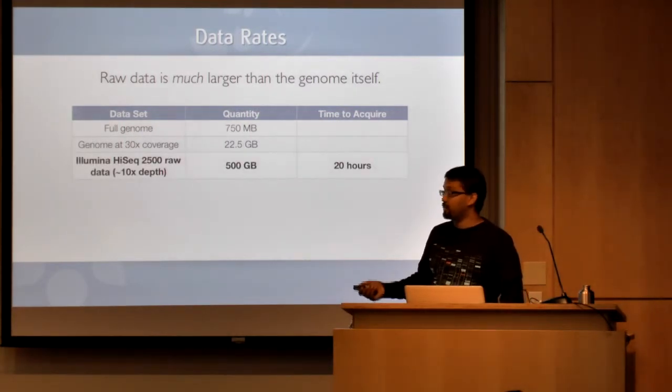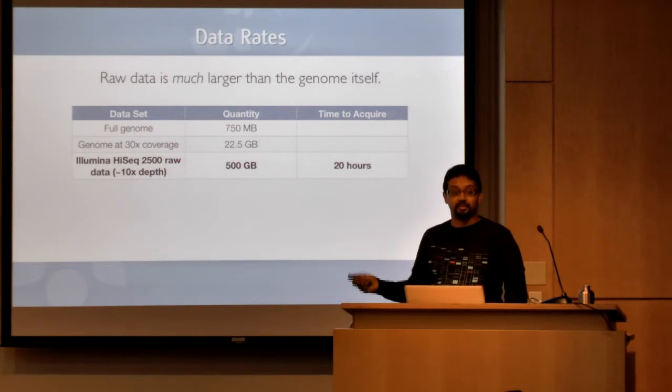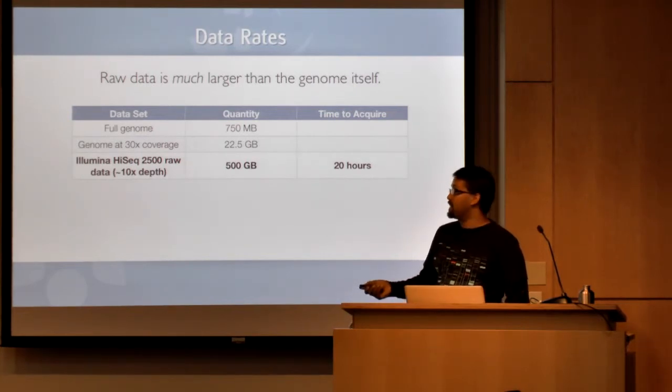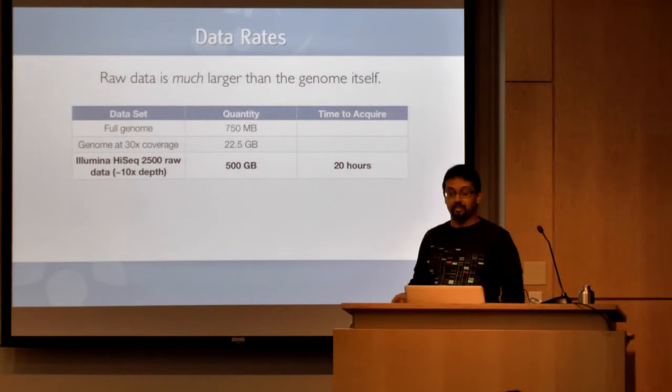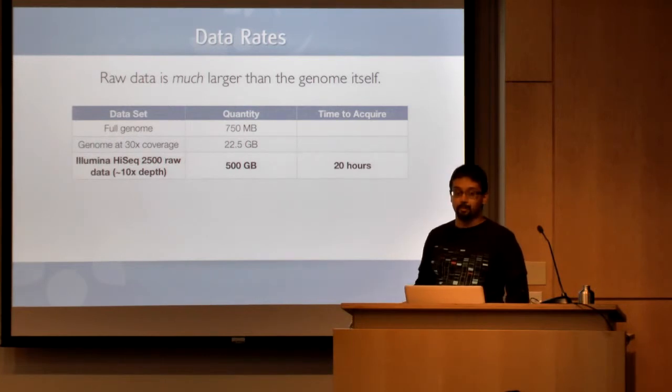Even this, though, is after you've done base calling. When you look at the raw data, so for example, the Illumina images that I showed you a few slides ago, now for a genome just at 10x depth, not even 30x, you're already looking at 500 gigs and about 20 hours in the fast mode of an Illumina HiSeq 2500. New sequencing platforms are faster, but this gives you an even bigger problem.